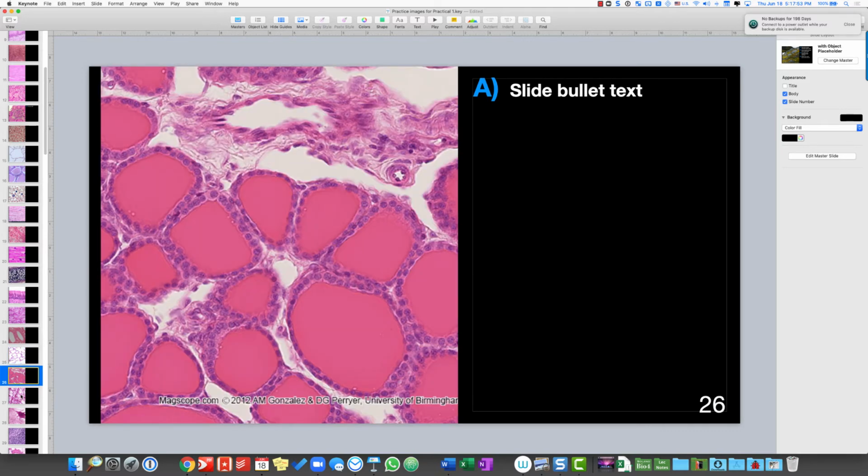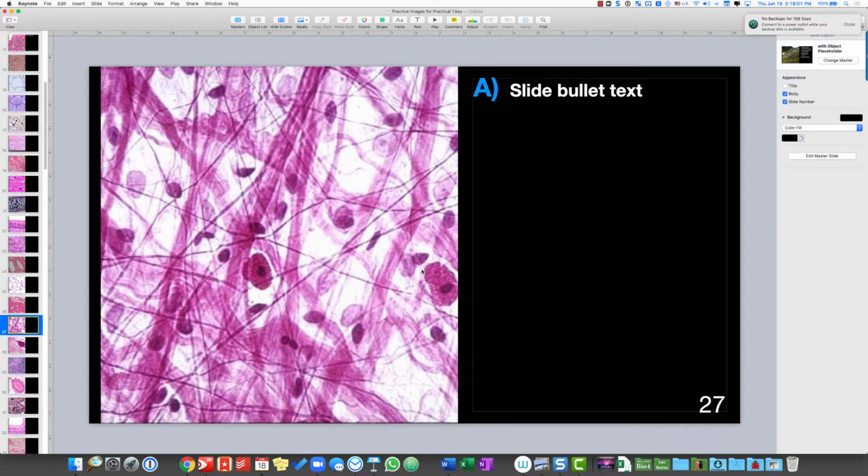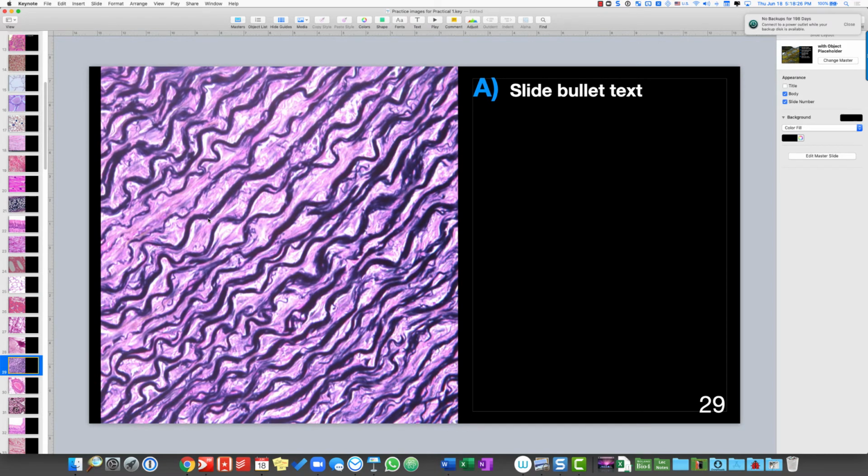This is again from thyroid, simple cuboidal epithelium. This one is loose areolar connective tissue with mast cells, fibroblast nuclei, collagen. Okay, these are collagen, and then these are elastic fibers. This one is a motor neuron or multipolar neuron, and these are neuroglia or glial cells. Okay, and this is elastic tissue with the elastic fibers.